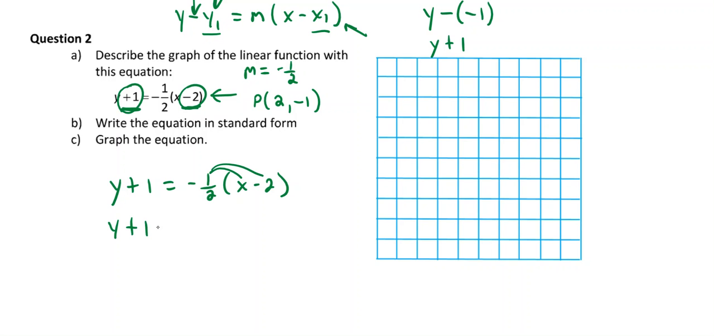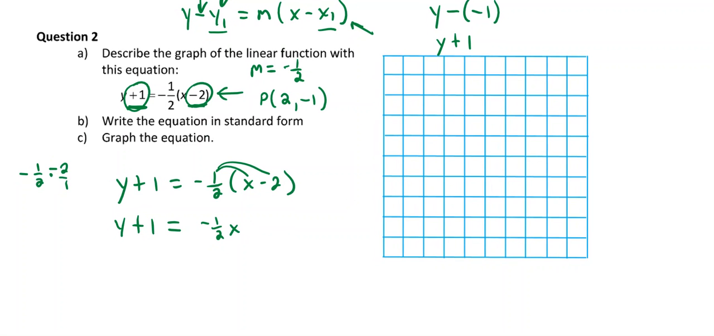So y plus 1 is equal to, and then -1/2 times x is just -1/2 x. That's all we can do. -1/2 times -2. Yeah, just 1, right? And if you guys are having trouble with that, it was -1/2 times 2, which is really 2 over 1, right? So then it's 1 times 2 is 2, 2 times 1 is 2, 2 over 2 is 1. Oh, sorry, and that was -2. So negative times negative is a positive as well. So positive 1.